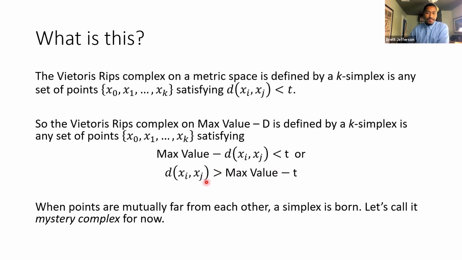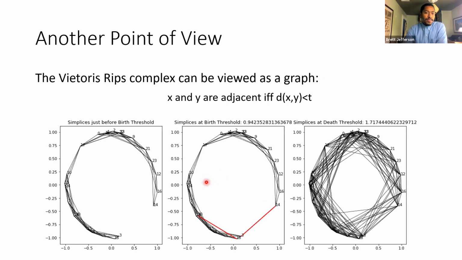mystery complex. I've been a little suggestive in that I've drawn all of my complexes as graphs, right? So whenever I have two points that are less than some threshold, I create an edge. And so you kind of lose where the subsets are in this point of view. But this was really useful for me to start to visualize what it is that the Vietoris Rips complex looks like. And I'm hoping it is for you too.